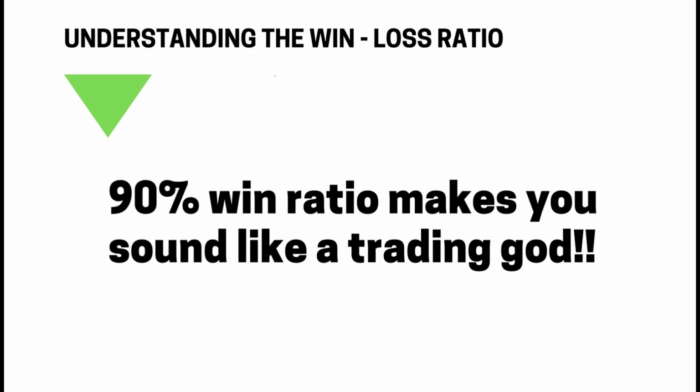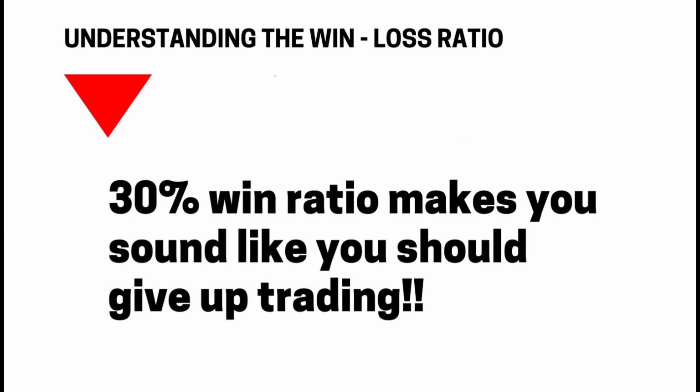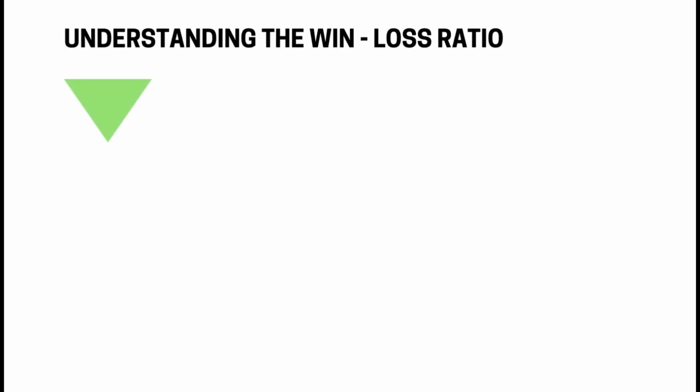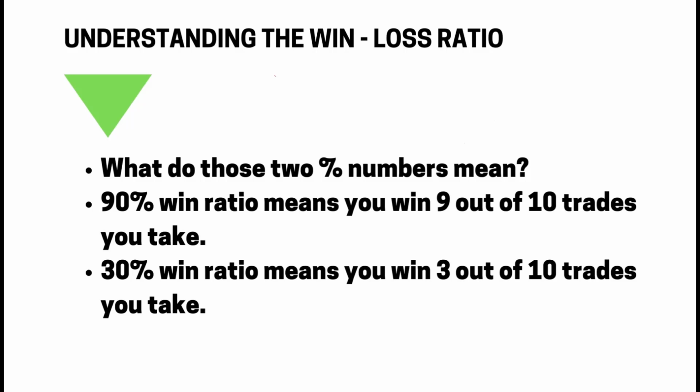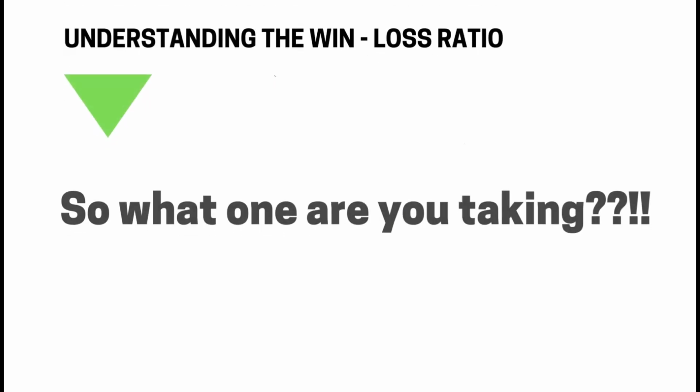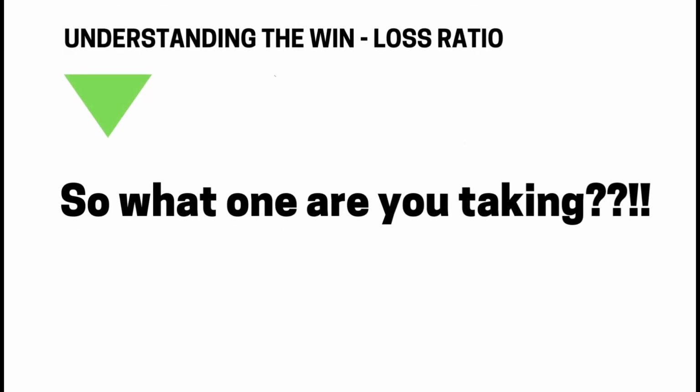So the win-loss ratio. Having a 90% win ratio makes you sound like a trading god. The bee's knees, you can never lose. Whereas on the flip side, a 30% win ratio makes you sound like you should just plain give up trading. But how wrong could you be? Now, what do these two numbers mean? Well, a 90% win ratio means you win 9 out of 10 trades you take, and a 30% win ratio means you win 3 out of 10 of those trades. So which one are you taking?